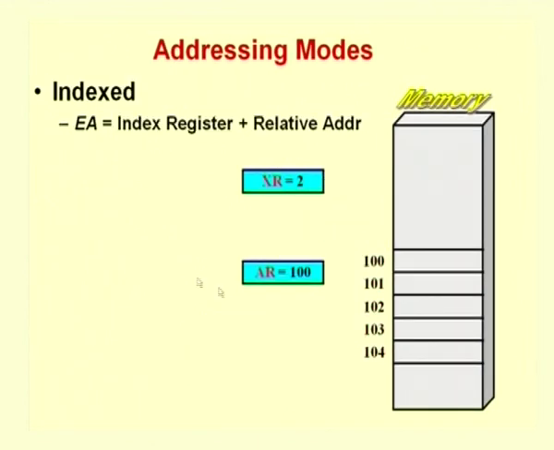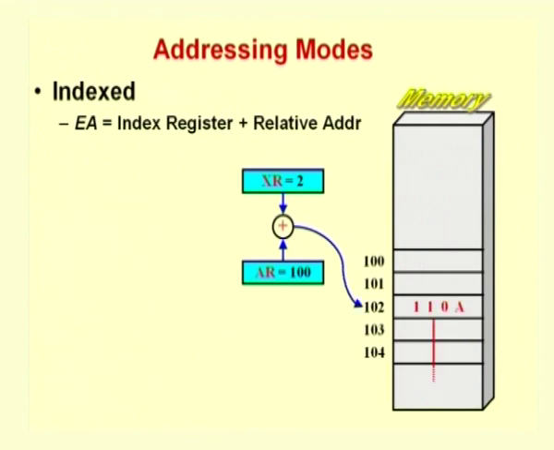The next addressing mode that we need to understand is what is referred to as indexed addressing mode. Here we have another register, a special register called the index register, plus another relative address that can be specified. So the effective address is calculated as index register plus relative address. Let us see how this will work.